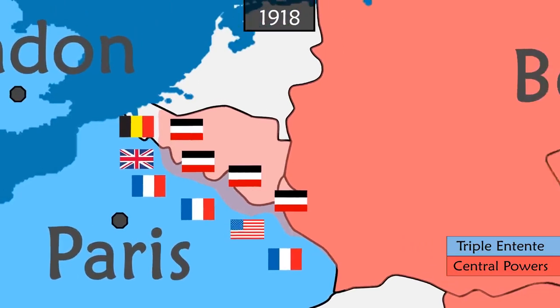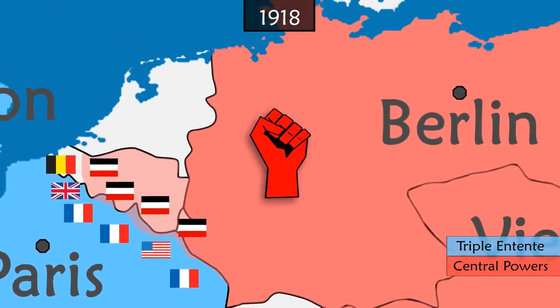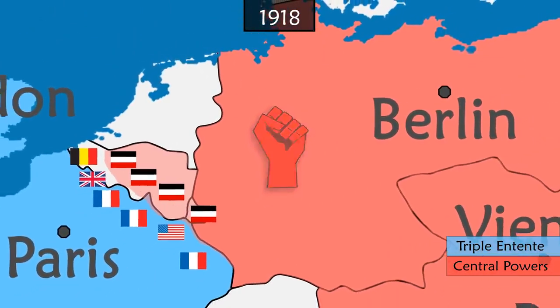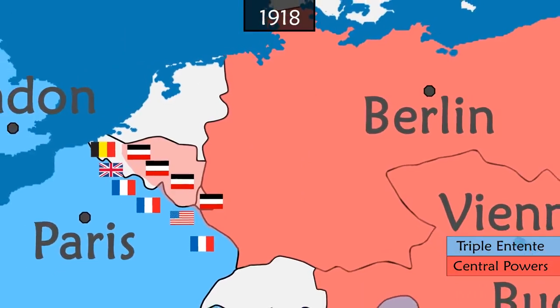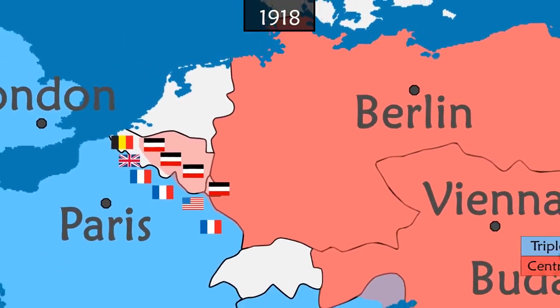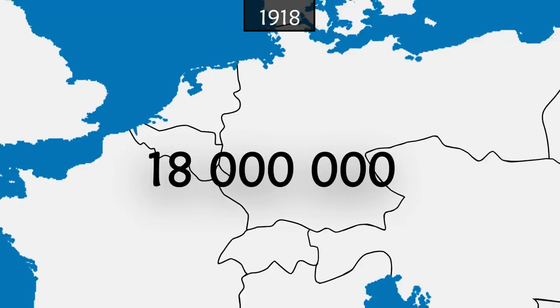In Germany, mutinies and a revolutionary wave force the emperor to abdicate and allow the signing of the armistice, marking the end of the Great War that kills more than 18 million people.